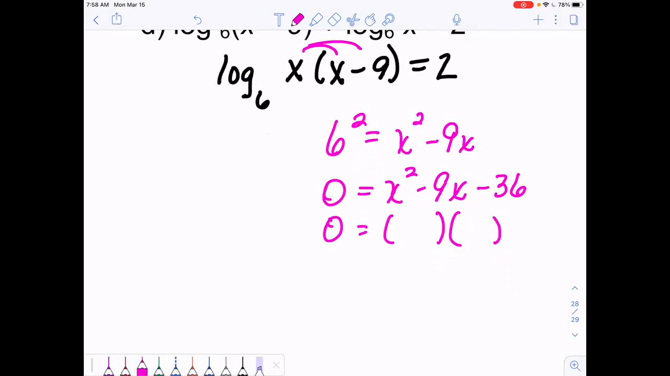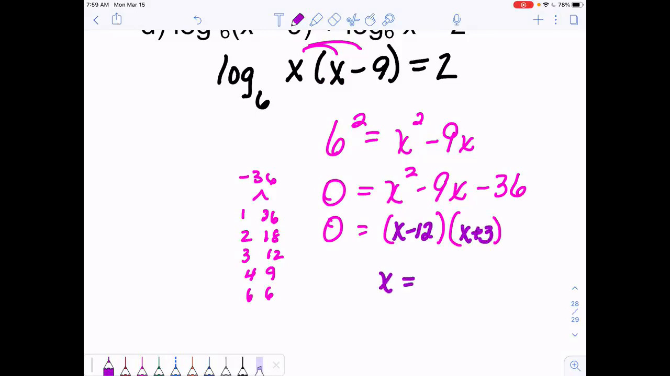Riley, what do you think? Two numbers that multiply to be -36, combined to be -9. 2 and 18, 3 goes into 36. 12 or 9. So 3 and 12? Yeah. -12 and a +3. So we have +12 and -3.